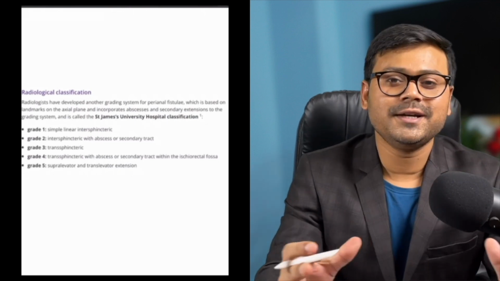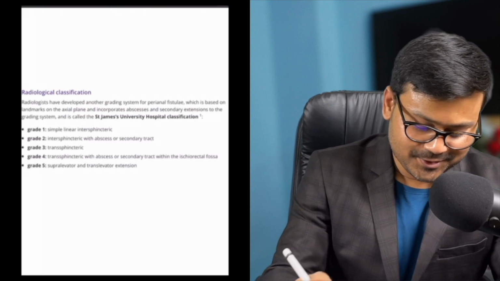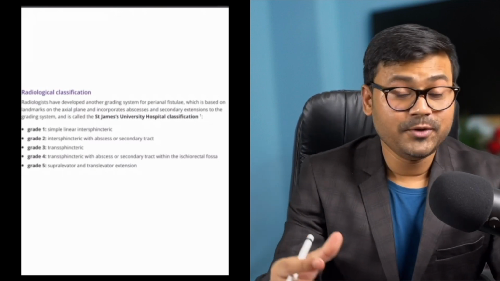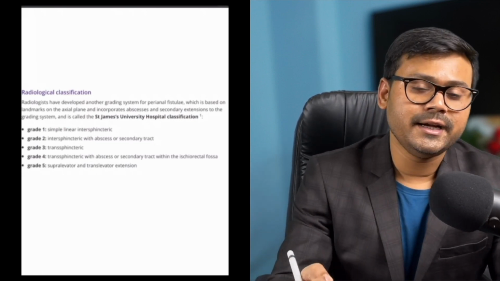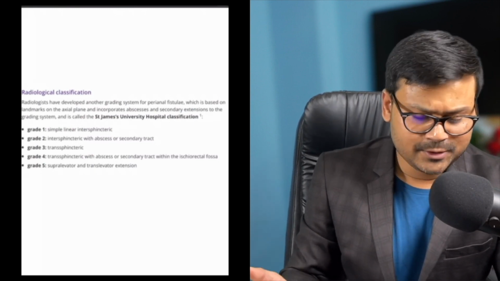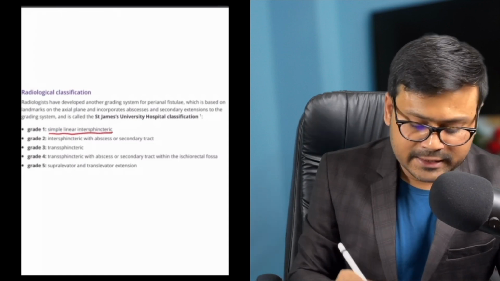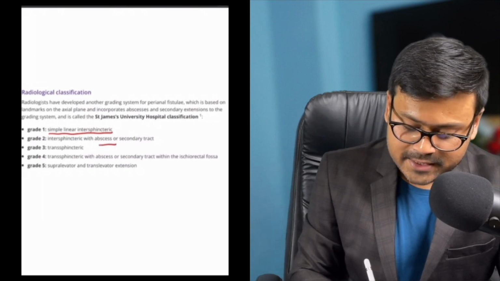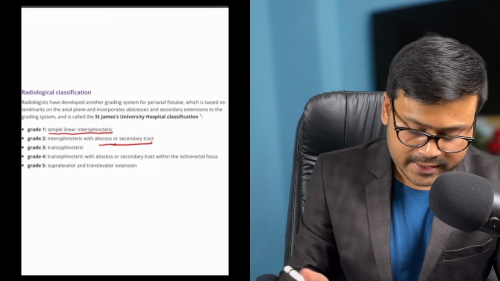As always, radiological classifications are a bit more complex and difficult than the surgical ones. So in the radiological classification, basically we are accounting for abscess formation and ramification in the Parkes classification. So grade 1 is simple linear intersphincteric fistula, like previously. Grade 2 is grade 1 plus abscess or secondary tract or ramification.